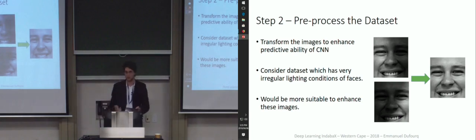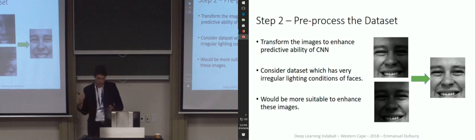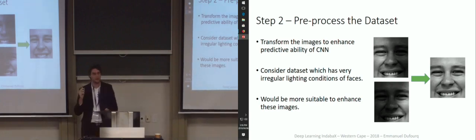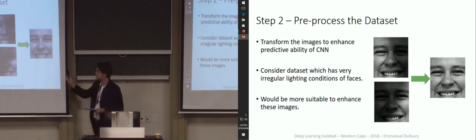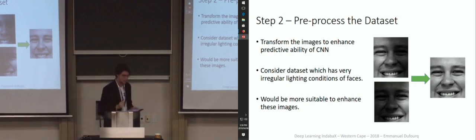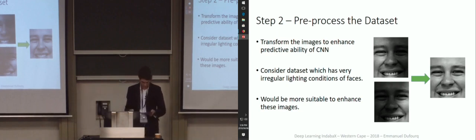Okay, so step 2. We've got our data set. Now we need to pre-process our data set. So we essentially want to transform the images to increase the accuracy of the CNN. Consider a data set that has very irregular lighting conditions, such as the images on the left. It would definitely be more suitable to convert the images in some way to get the image on the right. So here our objective is to try and assist the CNN by performing some transformations.